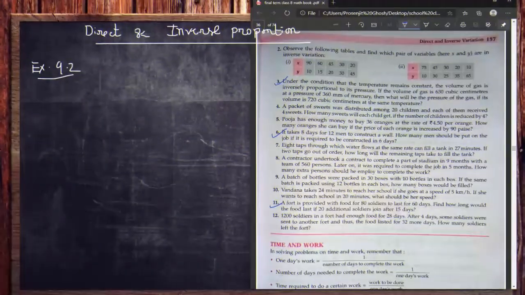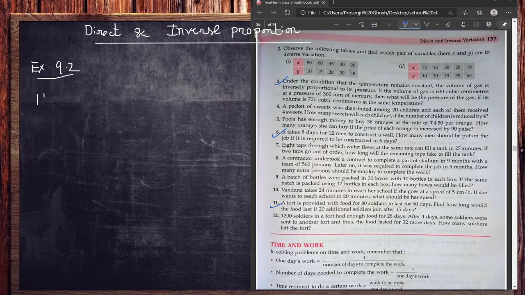Lastly, coming to number 11, what is given? A fort is provided with food for 80 soldiers to last for 60 days. Find how long the food would last if 20 additional soldiers join after 15 days. Okay, that is a tricky issue over here. First of all, see that the soldiers are joining after 15 days, and how many? 20 more. So right now, after 15 days, you will get a total of 100 soldiers over there.